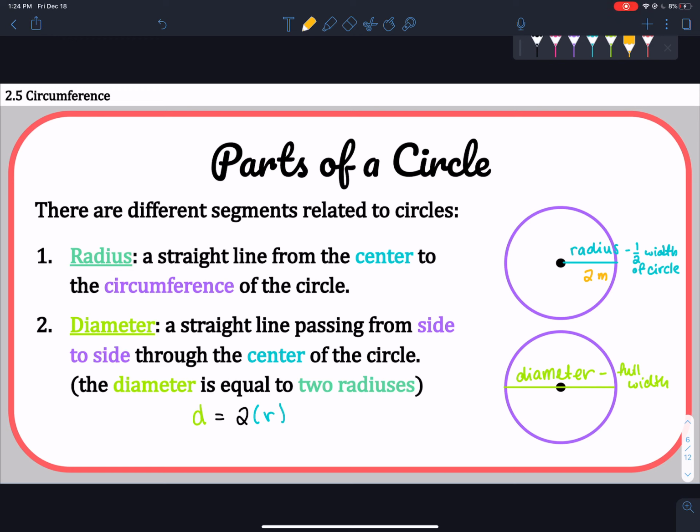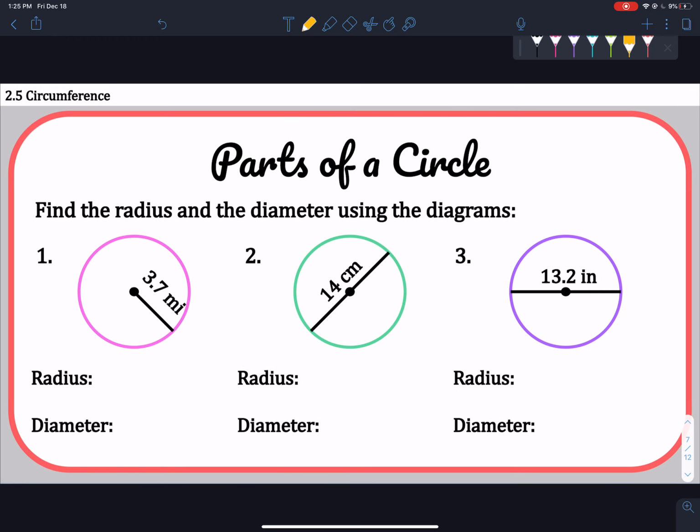Notice we could do the opposite. If I said this was 4 meters down here, to find our radius, we would have to divide by 2. 4 divided by 2 gives me that original radius of 2. So let's do some practice with this. On here, it's parts of a circle. We want to find the radius and the diameter using the diagram.